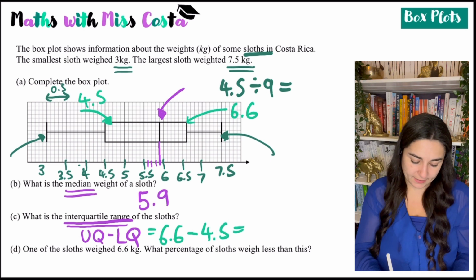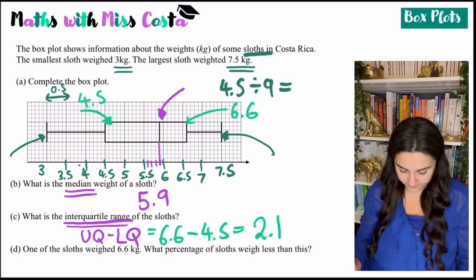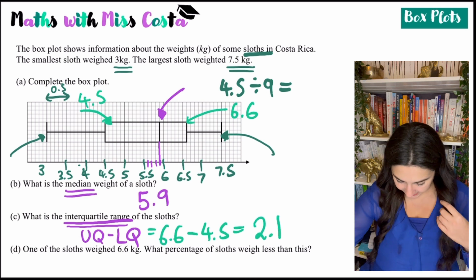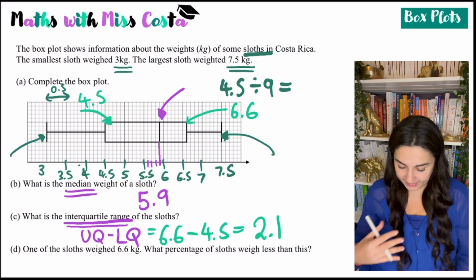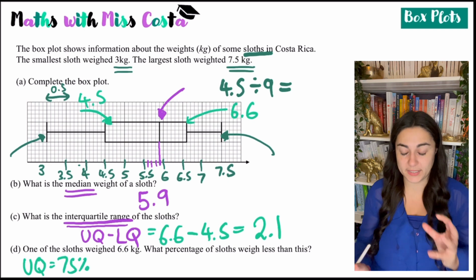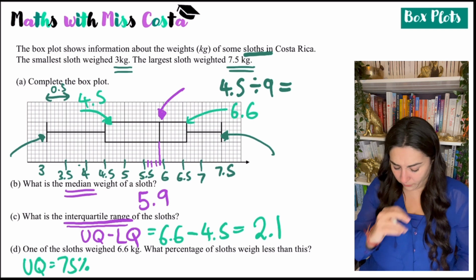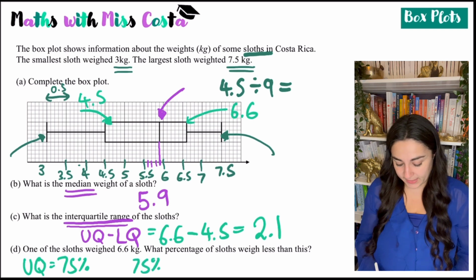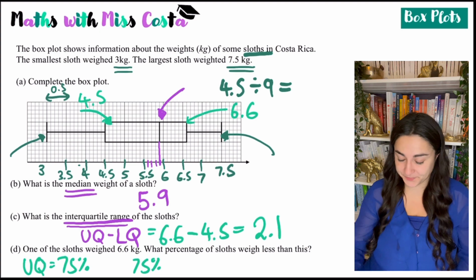And 6.6 take 4.5 is 2.1. Now, one of the sloths weighed 6.6 kilograms. What percentage of sloths weigh less than this? Well, 6.6 kilograms is the upper quartile, and the upper quartile represents 75% of the data, 3/4 of the data. So that must mean that 75% of the sloths weigh less than this, because it's exactly on where the upper quartile is.